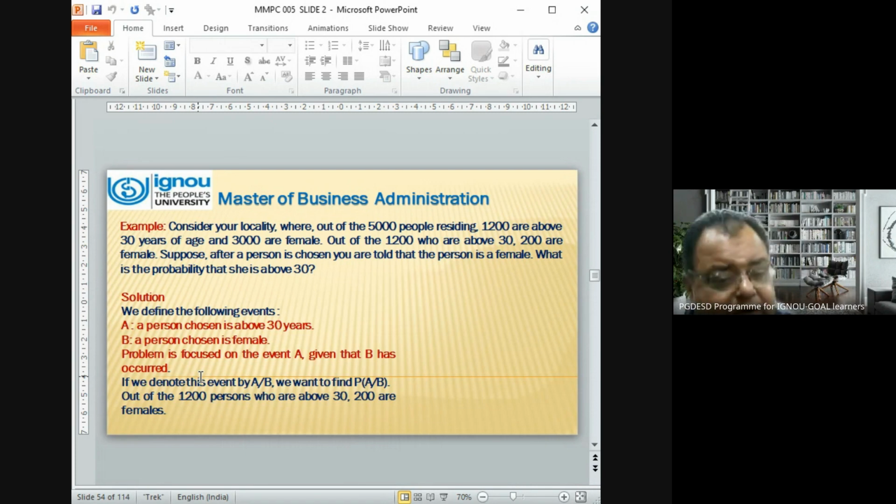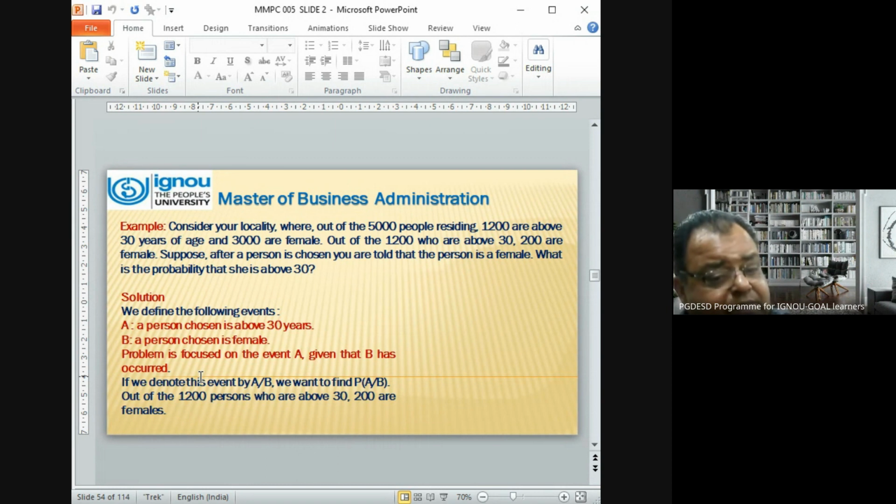No doubt this is a problem related to probability, because in the last line it is written, what is the probability that she is above 30? The event that the person chosen is above 30 is A, and B is that the person chosen is a female. There are two things together. The problem is focused on event A, given that B has occurred. So we have to find P(A|B).